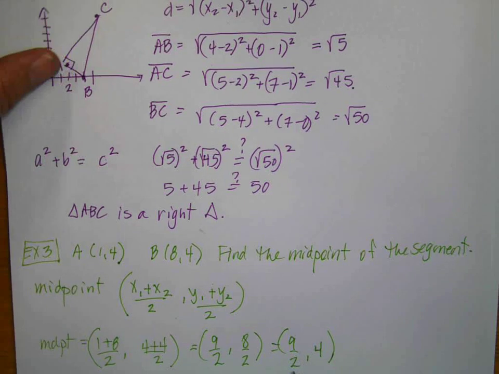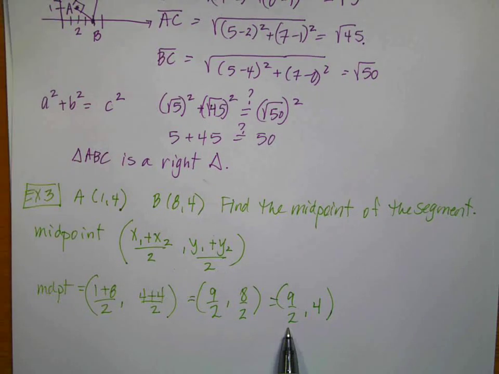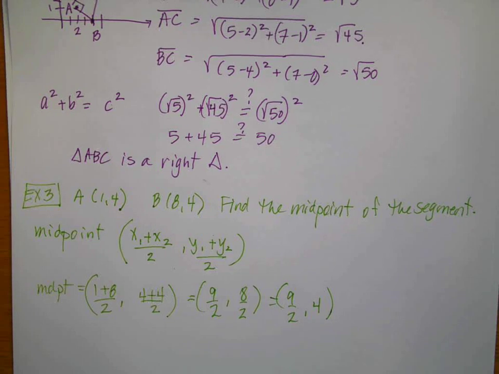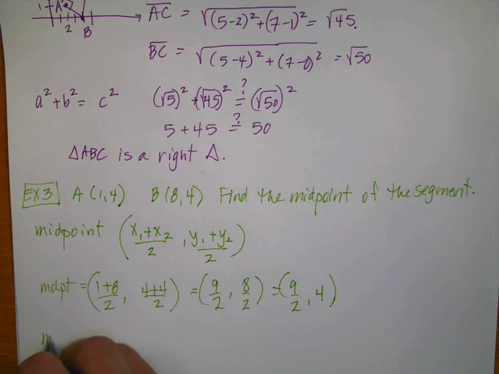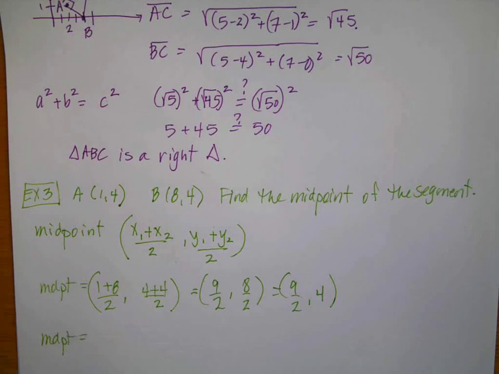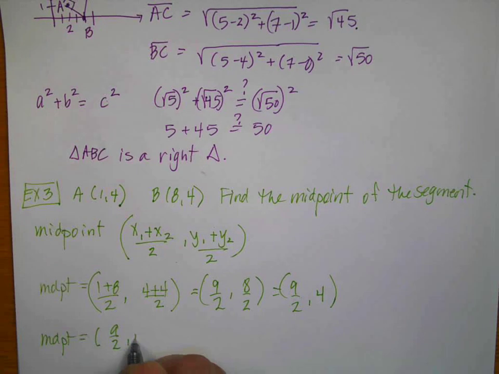We like fractions. There is no reason to take the time to turn this into a decimal. My preference would be that you just leave it alone. There's no reason to convert it. I would report my answer at the end, and I would say that the midpoint is (9/2, 4).